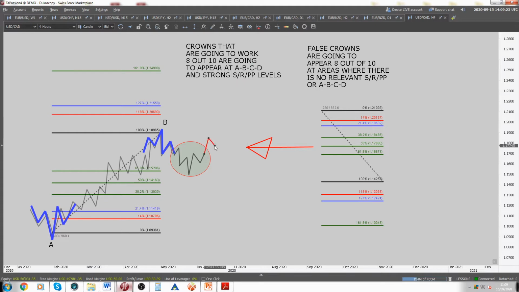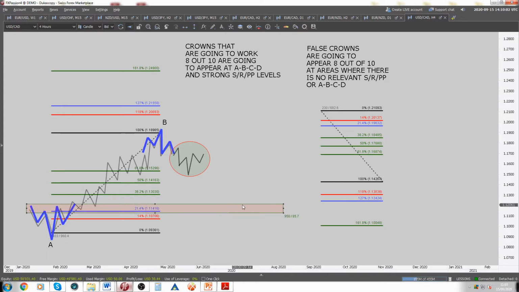Okay, just maybe this crown is going to work, something like this, and then you're going to say, oh, this crown works. Well, no. Remember, false crowns are going to appear. They are going to appear 8 out of 10 times, so 7 times, 8 times, 9 times out of 10, at areas where there is no relevant support, resistance, pivot point or ABCD, talking about the Fibonacci. Okay, so false crowns are going to appear in this area, and of course this is just an example, but a significant past support, let's say, is going to be in here.